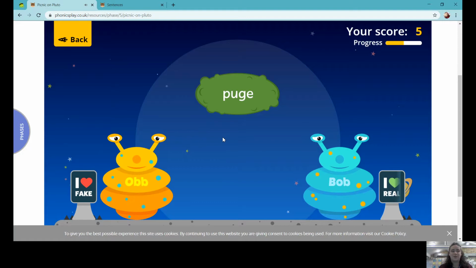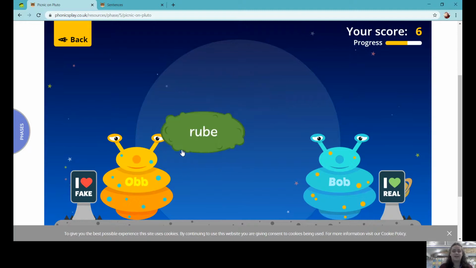Okay, reading the next word on the board, off you go. Lovely. Poog. Is poog a real word or a nonsense word? That's right, it's a nonsense word. Okay, reading the next word on the board, off you go. That's right. Rube. Is rube a real word or a nonsense word? That's right, it's a nonsense word.